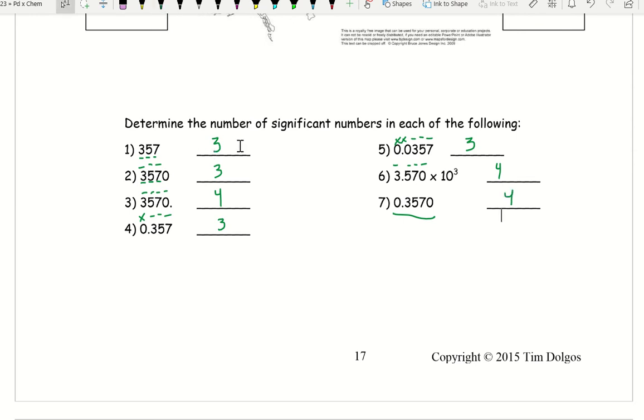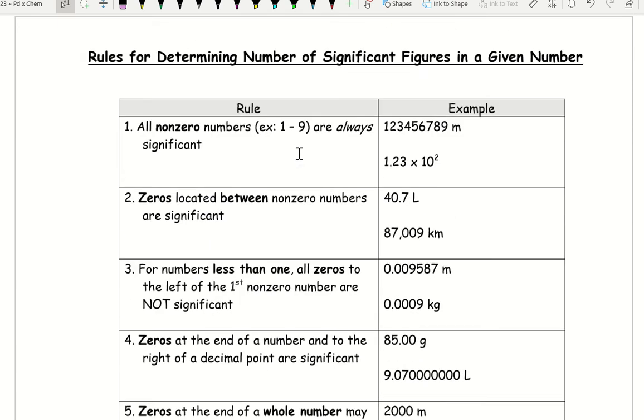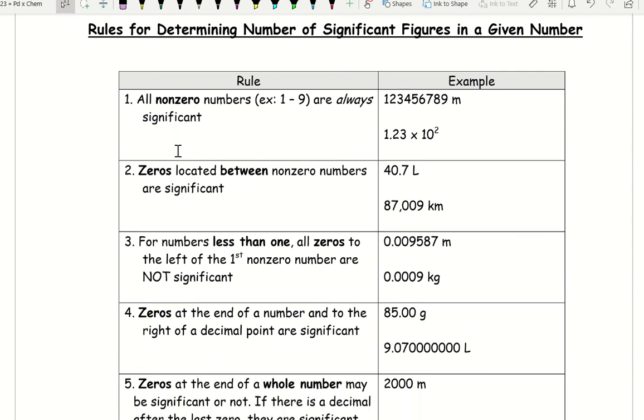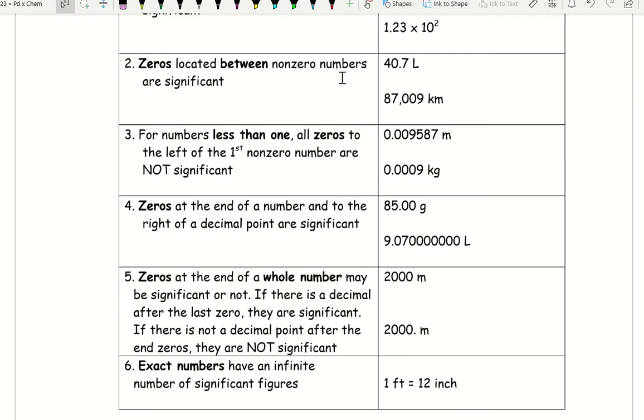Now, feel free to apply what I learned upstairs, but I really believe it's not too bad, you just need some practice. But rules help, and these are the rules. Non-zero numbers are always significant. Zeros located between non-zero numbers are significant. So for example, that 0 is definitely significant, so that's 3.